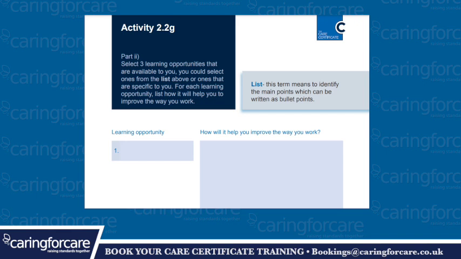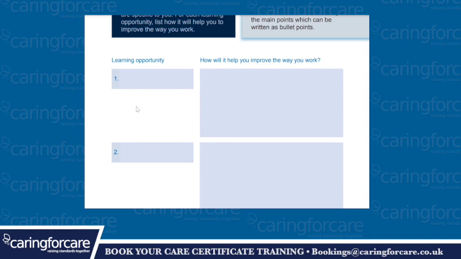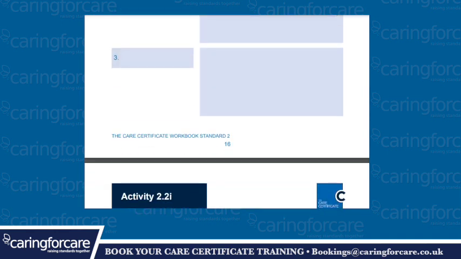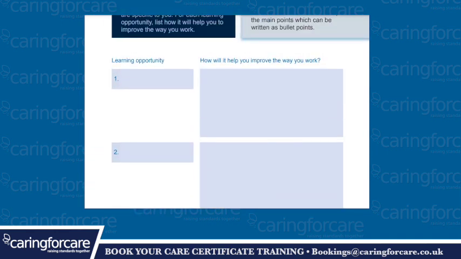Activity 2.2g. Select 3 learning opportunities that are available to you. You could select ones from the list above or ones that are specific to you. For each learning opportunity, list how it will help you to improve the way you work. List: this term means to identify the main points, which can be written as bullet points. So we have learning opportunity 1, 2, and 3. How will it help you to improve the way you work?